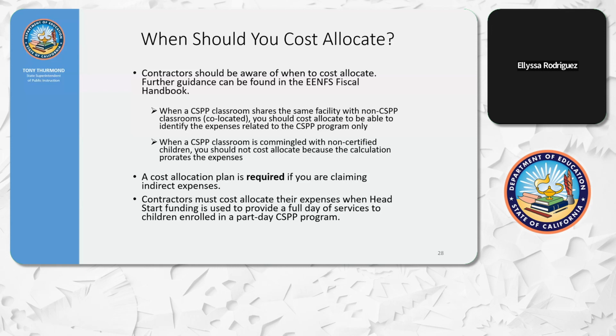Now, when should we cost allocate? Depending on the structure of your program, you may or may not be able to cost allocate. There must be an allocation plan to accurately report your appropriate costs for each program. In the example of a co-located program, some of the facility and staffing costs are shared, such as electricity, rent, or salaries. And a cost allocation plan is required so that the related costs for each program are accurately reported. Remember that if you are claiming indirect expenses, you must have a cost allocation plan and use that to report your expenses.